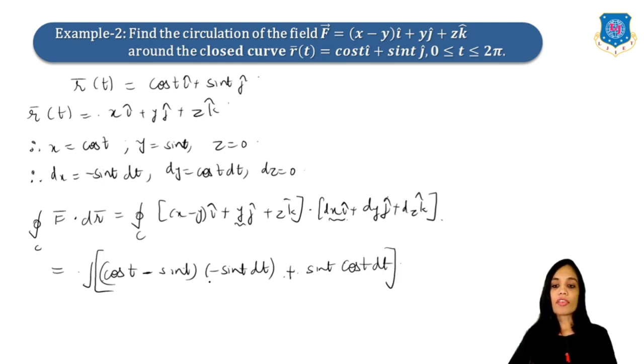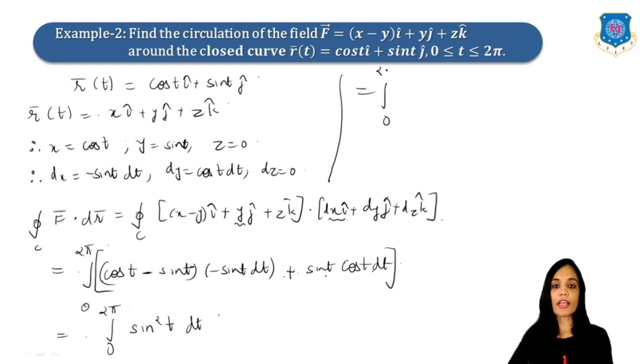And now everything is coming in t, so we have to put the limits of t, which are 0 to 2 pi. Now if I open the bracket, this minus cos t sin t and this plus sin t cos t will get cancelled out. So what will it be? Integration from 0 to 2 pi sin square t dt. Now we know that sin square t can be written as (1 minus cos 2t) upon 2 dt.